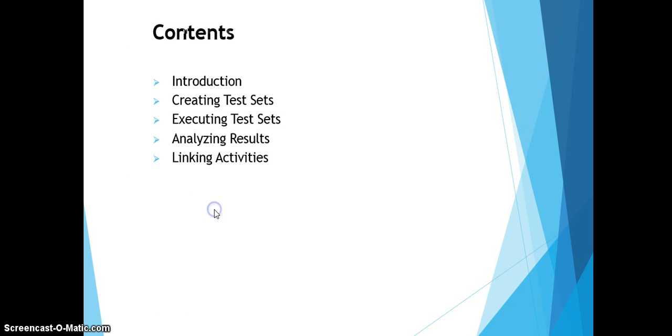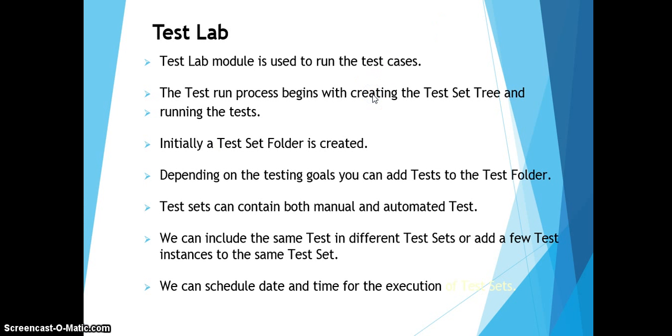So in the test lab module of Quality Center, you need to create test sets, execute the test sets, and you can analyze them. So basically the test lab module of Quality Center is used to run the test cases. You create a test set folder, add tests based on the release goals or the group of requirements which are being developed as part of this release, and one test set can contain both manual and automated tests, right? And we can schedule a date and time for executing this specific test set, right?